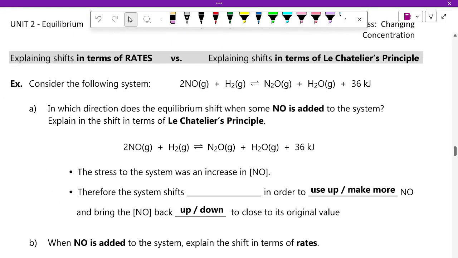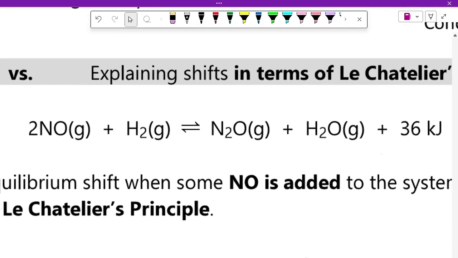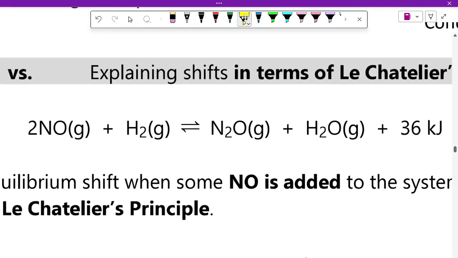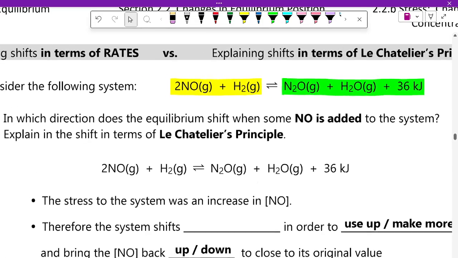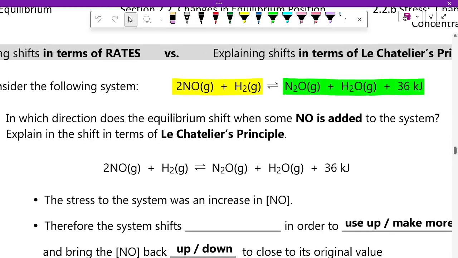So, explaining in terms of rates versus explaining in terms of Le Chatelier's principle. We just did some explaining in terms of Le Chatelier's principle. The day before yesterday, we did some explaining in terms of rates. So consider the following system. We have 2NO plus H2 as our reactants, and then in our products, we have N2O plus H2O, plus 36 kilojoules. In which direction does the equilibrium shift when some NO is added to the system?